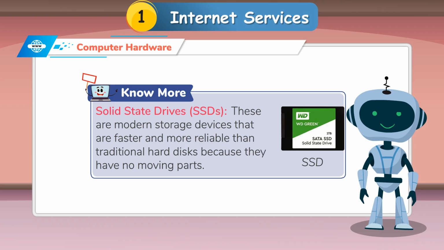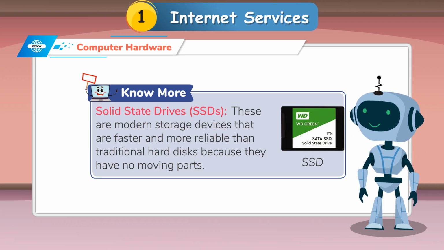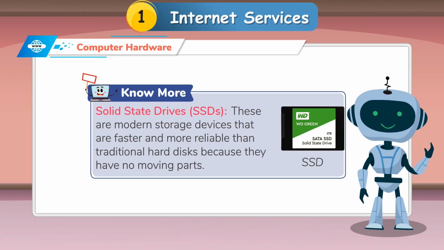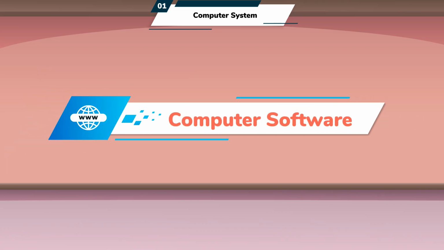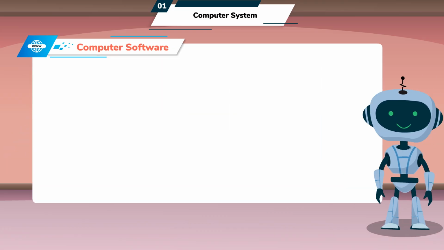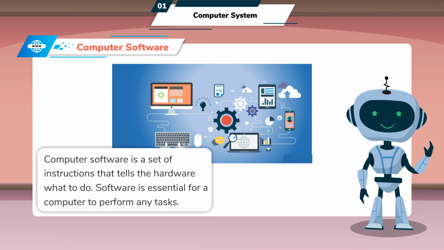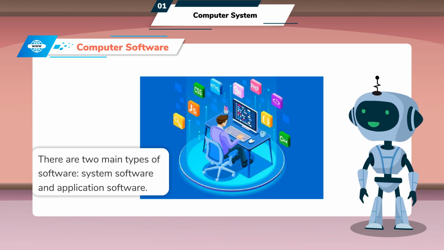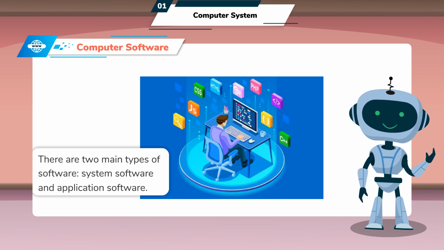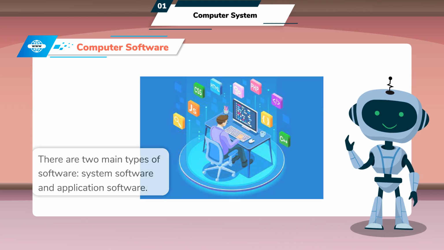Solid-state drive, SSD. These are modern storage devices that are faster and more reliable than traditional hard disks because they have no moving parts. Computer software is a set of instructions that tells the hardware what to do. Software is essential for a computer to perform any tasks. There are two main types of software: system software and application software.